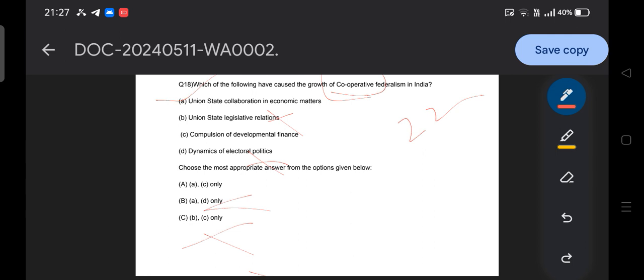Then, option C, compulsion of developmental finance. Yes, it is cooperative federalism, for example the GST Council or developmental finance. So the answer is options A and C.